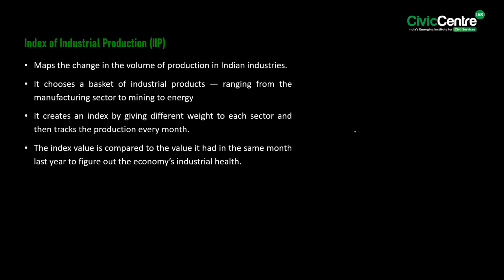See here, as the name suggests, the Index of Industrial Production maps the change in the volume of production in the Indian industries. More formally, it chooses a basket of industrial products ranging from the manufacturing sector to mining to energy, which creates an index by giving different weight to each sector, and then it tracks the production every month. So finally, the index value is compared to that of the value it had in the same month last year to figure out the economy's industrial health.